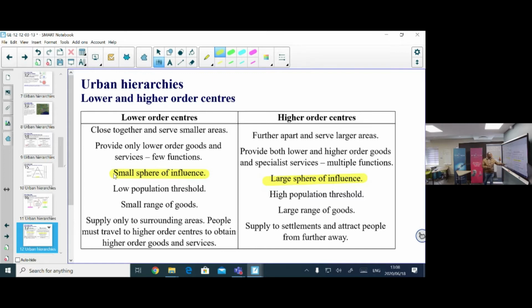And people must travel to higher order centers to obtain higher order goods and services. When people want to buy from maybe a liquor store, they now have to travel to a mall or go to town or somewhere else. Then the higher order supplies to settlements and attracts people from further away.